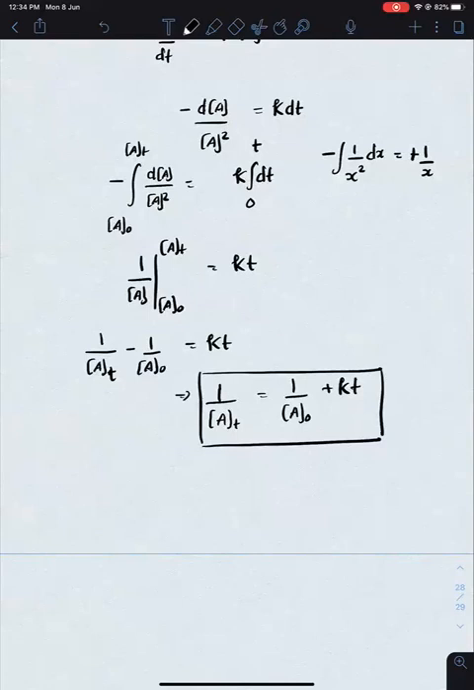Okay, जीरो ऑर्डर इज at is equals to a naught minus kt. फर्स्ट ऑर्डर इज ln at is equals to ln a naught minus kt. सेकंड ऑर्डर के लिए 1 by at is equals to 1 by a naught, माइनस नहीं है सिंबल, इट इज पॉजिटिव, प्लस kt. क्लियर?